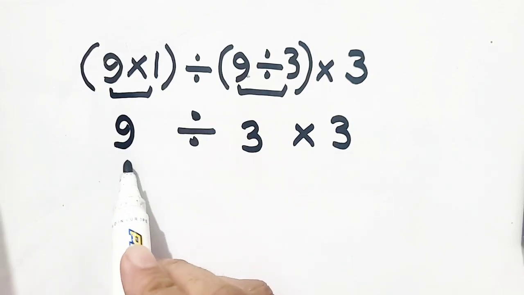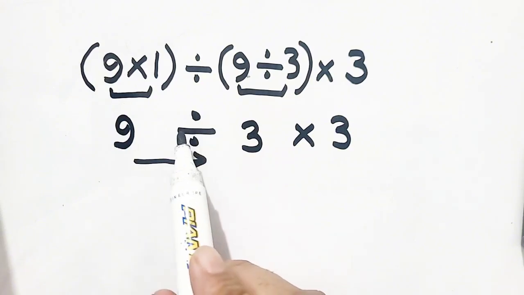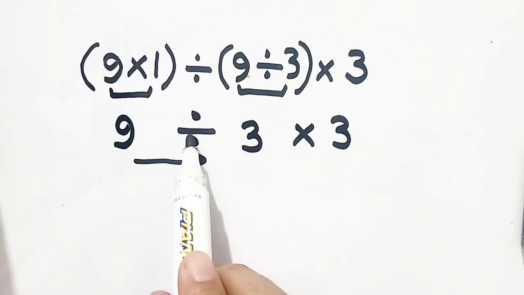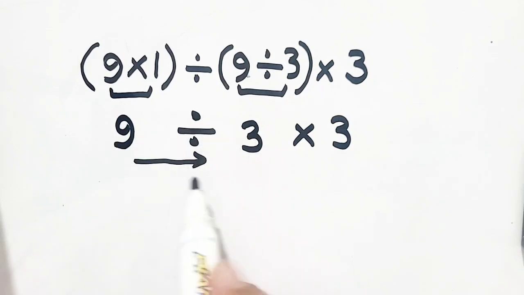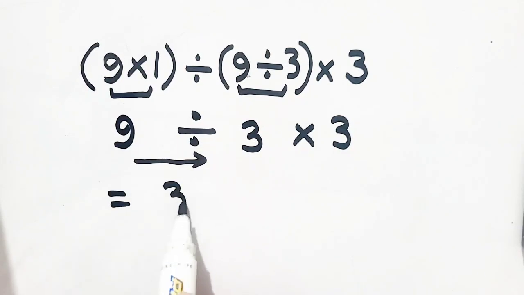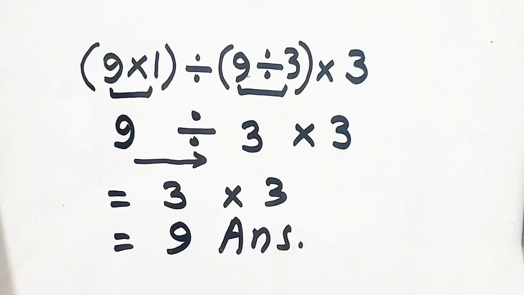For this purpose, we have to move from left to right. First of all, the operation which is at the left is division. So we have to divide first. 9 divided by 3 will be equal to 3, times 3. So 3 times 3 will be equal to 9. Hence, 9 will be our correct answer.